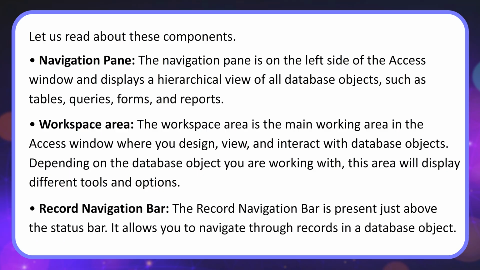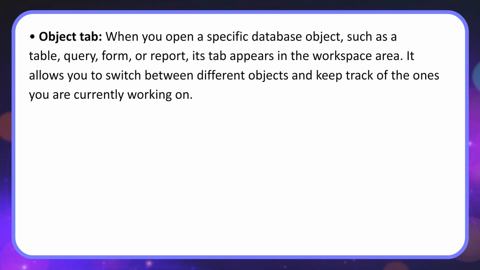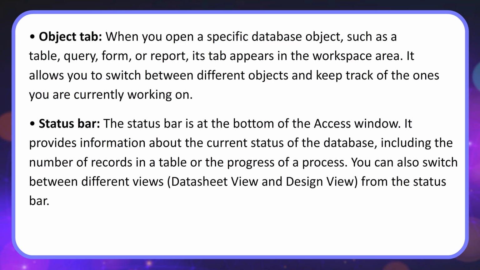Record navigation bar. The record navigation bar is present just above the status bar. It allows you to navigate through records in a database object. Object tab. When you open a specific database object, such as a table, query, form, or report, its tab appears in the workspace area. It allows you to switch between different objects and keep track of the ones you are currently working on.